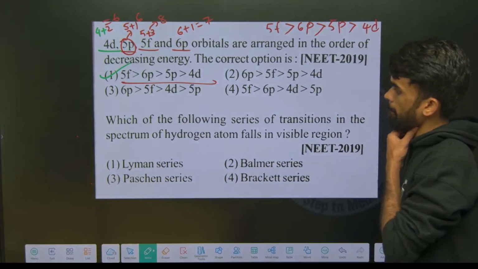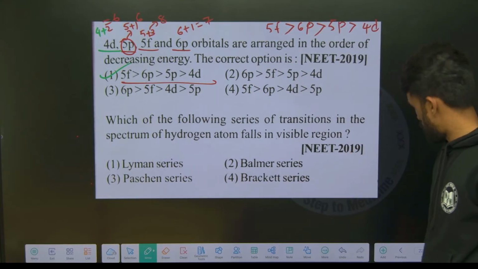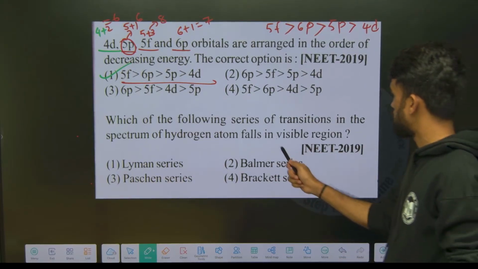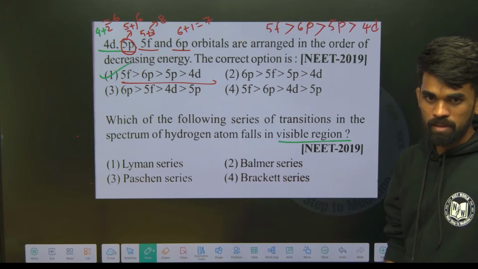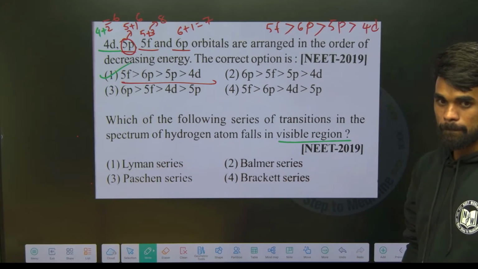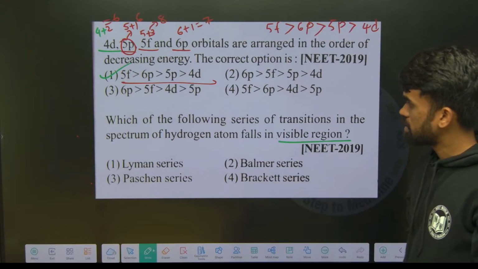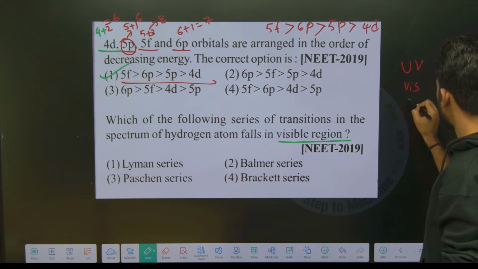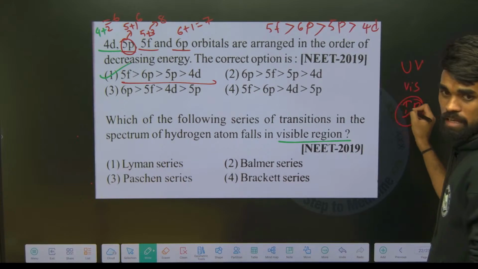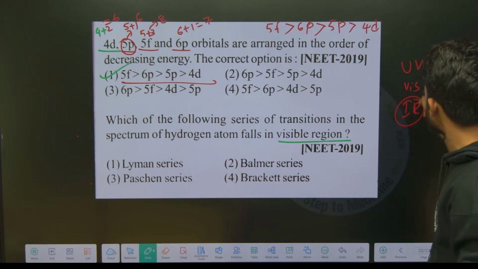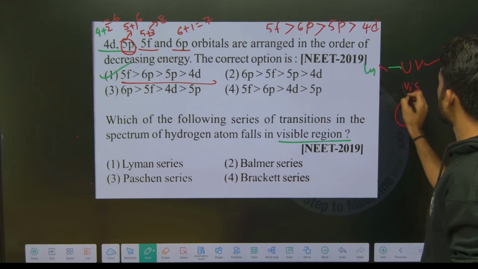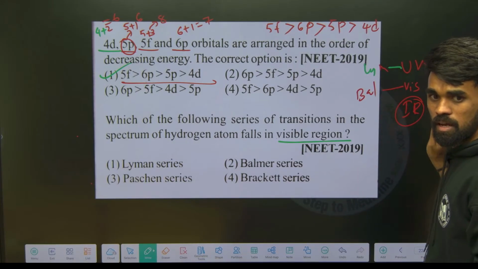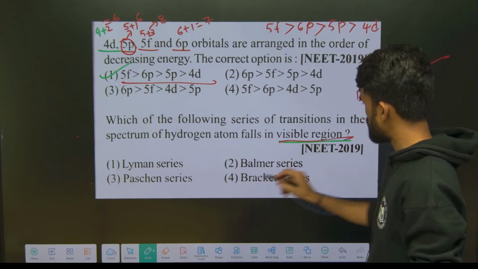Next. Which of the following series of transitions in the hydrogen spectrum falls in the visible region? Do you remember this? Visible is Balmer. We discussed UV, visible, near infrared, far IR, mid IR. So UV is for Lyman, visible is for Balmer, and the remaining, Paschen, Brackett and so on, come under IR. So the visible region is for Balmer.